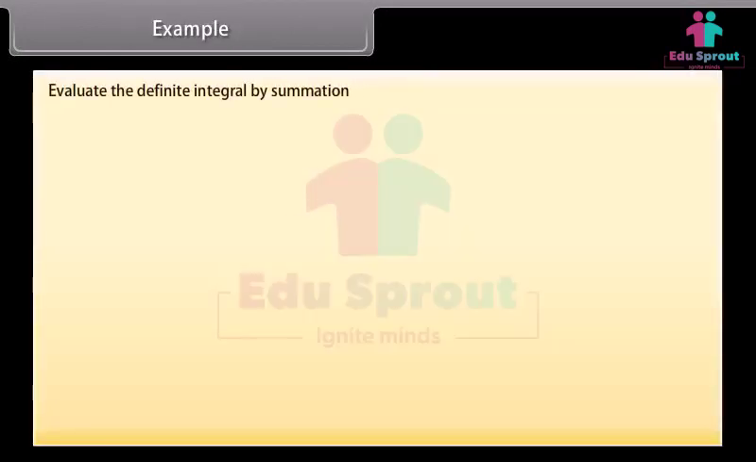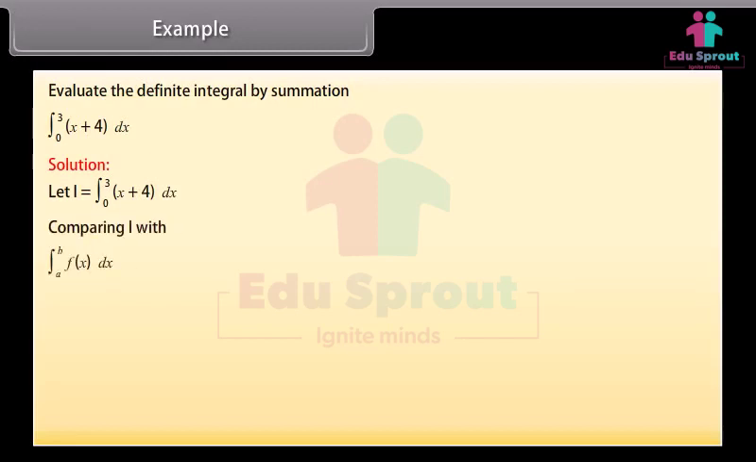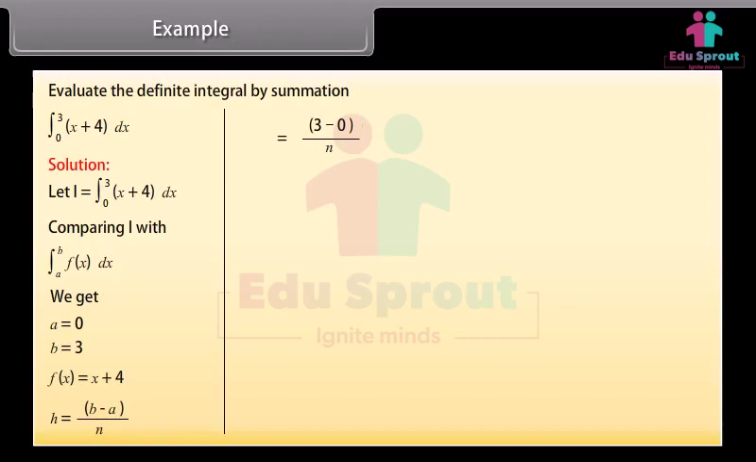Example. Evaluate the definite integral by summation. Integral of x plus 4 with lower limit 0 and upper limit 3 with respect to dx. Solution. Let I is equal to integral of x plus 4 with lower limit 0 and upper limit 3 with respect to dx. Comparing I with integral of f of x with lower limit a and upper limit b with respect to dx, we get a is equal to 0, b is equal to 3, f of x is equal to x plus 4, h is equal to 3 minus 0 by n, which is equal to 3 by n, n belongs to natural numbers.